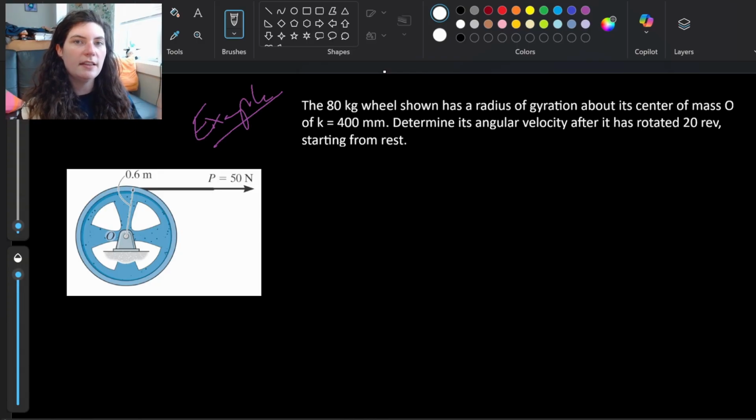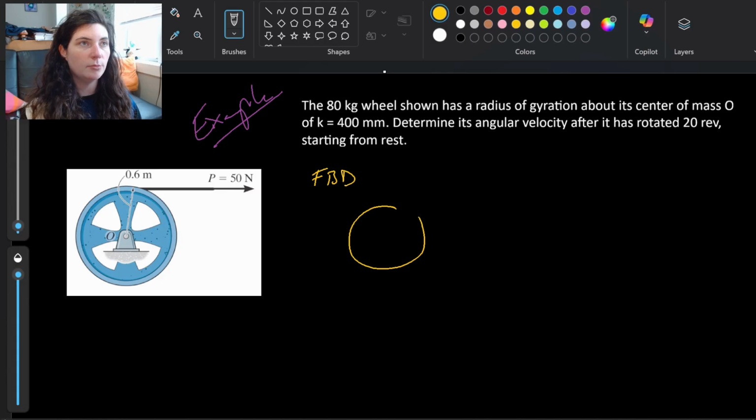Now we're going to take that physical concept and bring it into our diagrams. So we're going to draw a free body diagram and a kinematic diagram. Our free body diagram we should be pretty comfortable with, right? Those are just showing all of our forces on this guy.